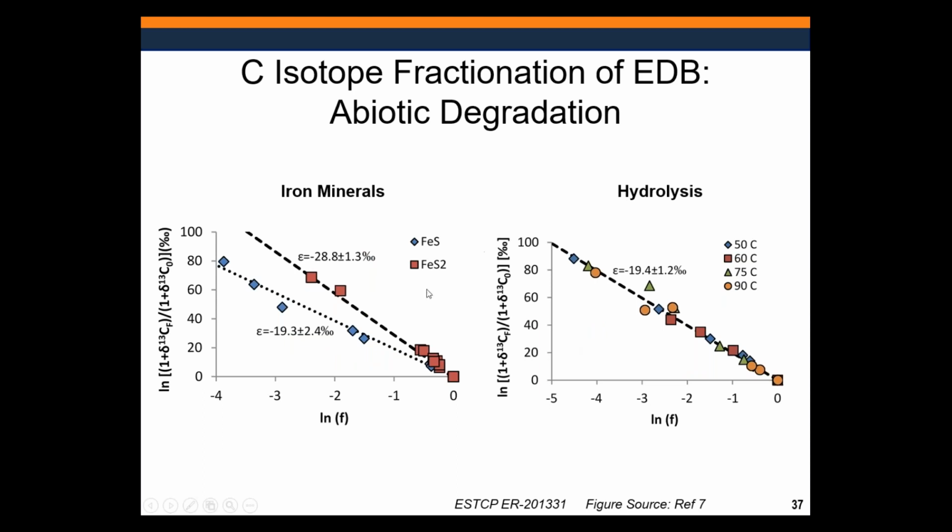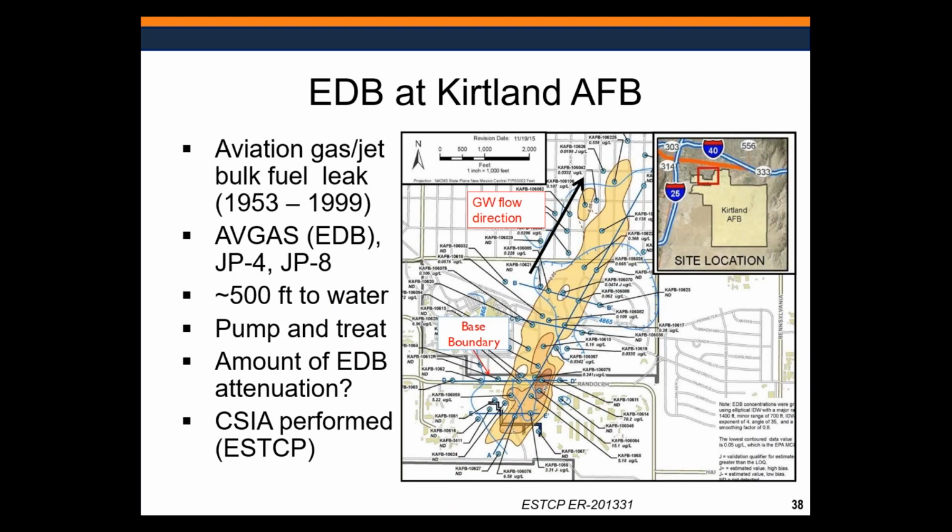And here we have iron minerals, a couple different iron sulfides, fractionate very strongly, but a little bit differently. And then the other thing with EDB is it hydrolyzes slowly with time and water. And you can see, this is just done at different temperatures, but essentially very good fractionation with hydrolysis. So I guess that's the good news, is this compound is always hydrolyzing over time, although the rates can be relatively slow. I'm just going to show you quickly a case study.